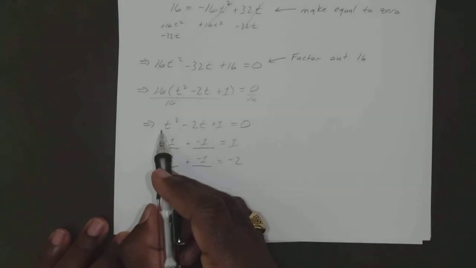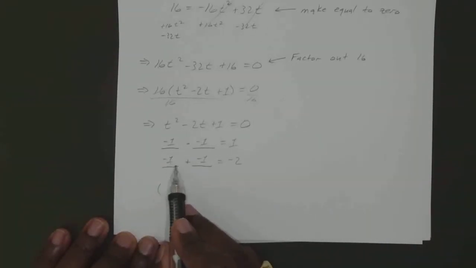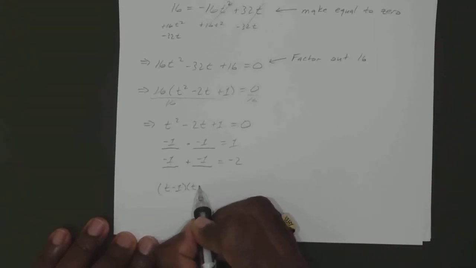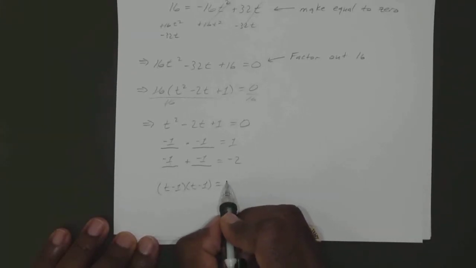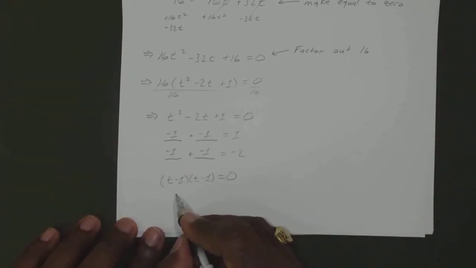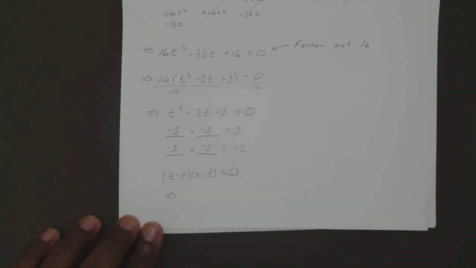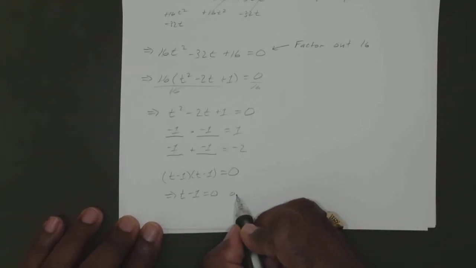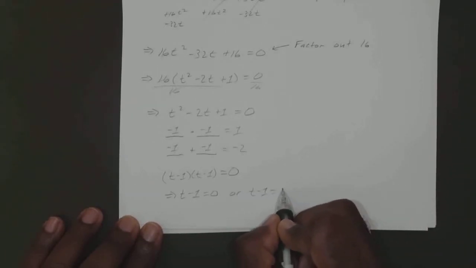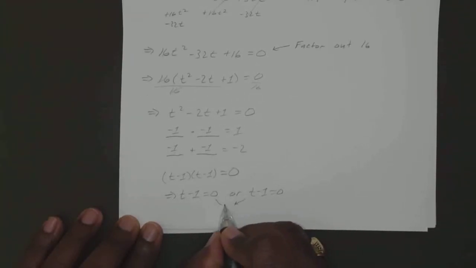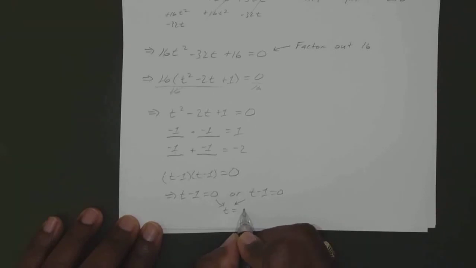All right. So we can just rewrite this as t minus 1 times t minus 1 equals 0. Since they're the same, you don't have to write them both down, but I'll do it anyway just out of pure habit. Okay. T minus 1 equals 0, or t minus 1 equals 0. Add 1 to both sides. For both of these, t is equal to 1.